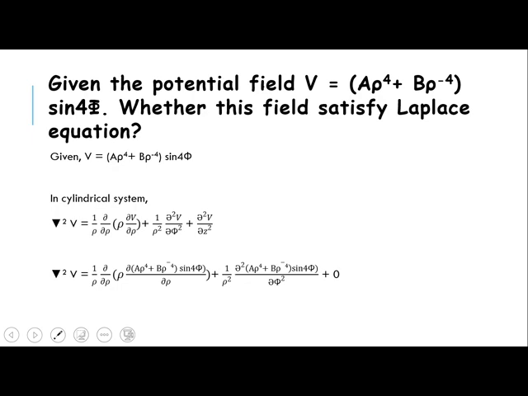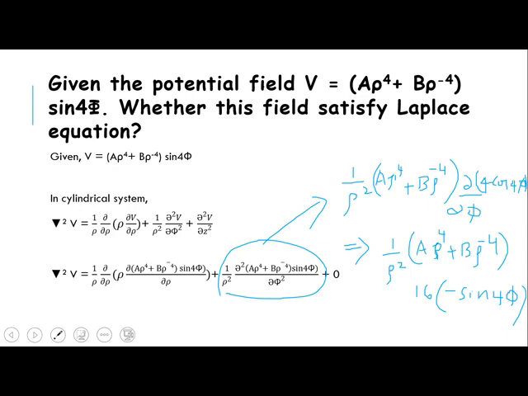First let us concentrate on the second term, that is 1 by rho square del square by del phi square of the given potential. When I differentiate it, it is better to do it stepwise. Those who are very strong in mathematics can jump the steps, but those who are average or not so good, please do it stepwise. I'll explain how to do it.